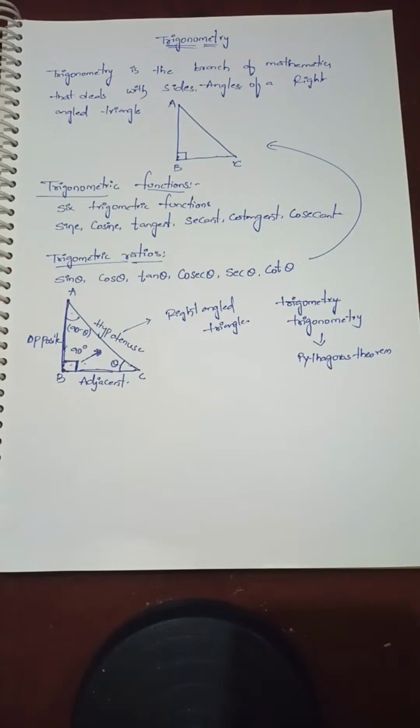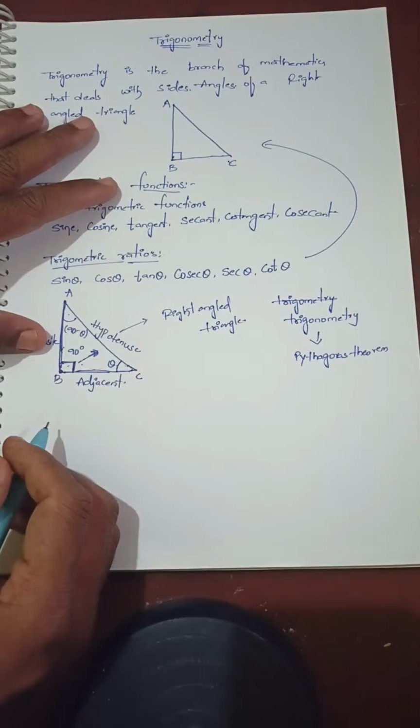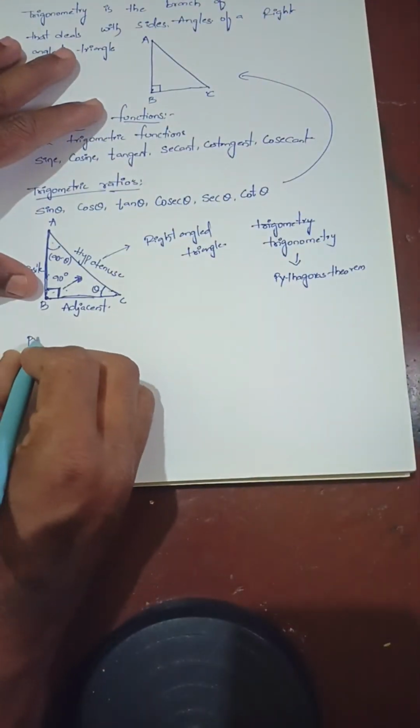What do you call a right angle triangle? The sum of the squares of two sides will be equal to the square of the third side, which tells about the Pythagoras theorem. So I'll write the Pythagoras theorem now. It is useful for TET as well as for CTET also.